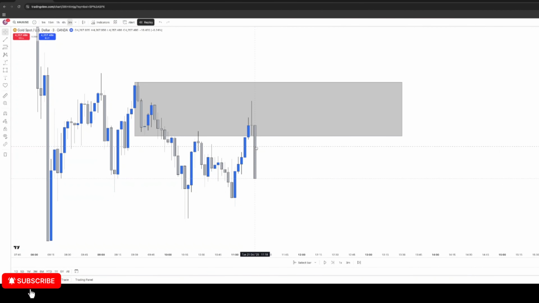Now, look at this. Market swept liquidity around here and dropped like this. I had not entered this trade already, so I was still watching what the market is doing. Now, this is what happened. Let me play it out and you see.